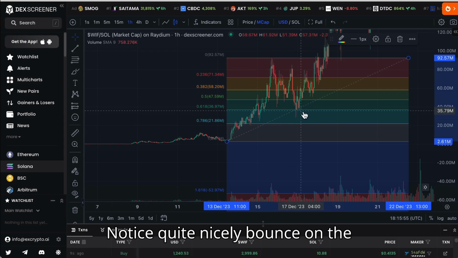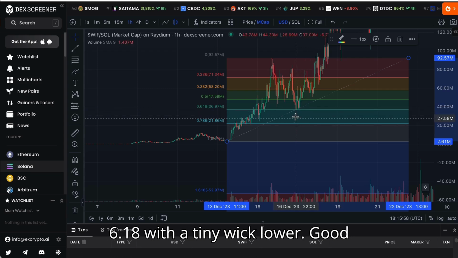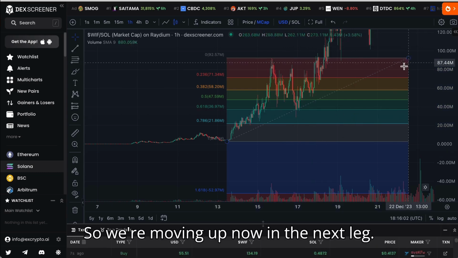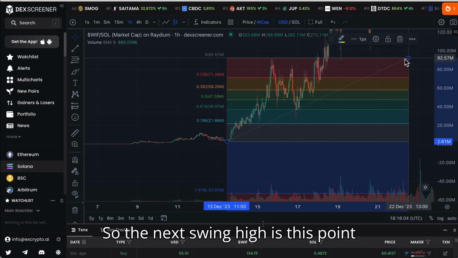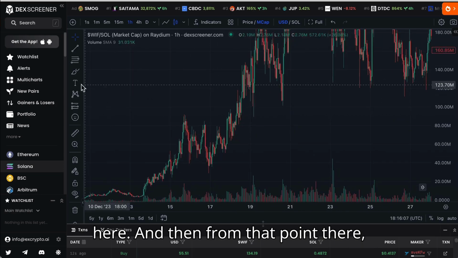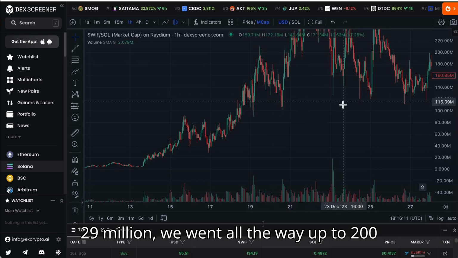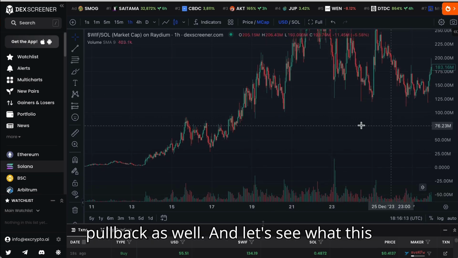Notice quite nicely we bounce on the 618 with a tiny wick lower. Good support on the 618, and then we moved up. So we're moving up now in the next leg. The next swing high is this point here. And from that point there, 29 million, we went all the way up to 200 million. Crazy run. And then we had a pullback as well.